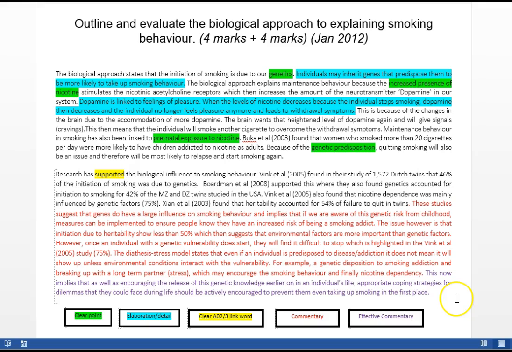Yeah, so what I've done here, I'm now going to finalize it to make it really effective. So this now implies that as well as encouraging the release of this genetic knowledge earlier on in an individual's life, appropriate coping strategies for dilemmas that they could face during life should be actively encouraged to prevent them even taking up smoking in the first place. So I've now evaluated this whole particular theory. I've looked at the studies and I've looked at how we can actually evaluate it based on if it's purely to do with genetics, basically. Okay, and what we can do with it. So I've gone through that route.